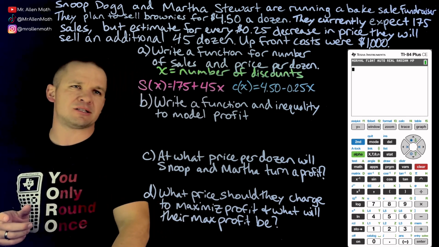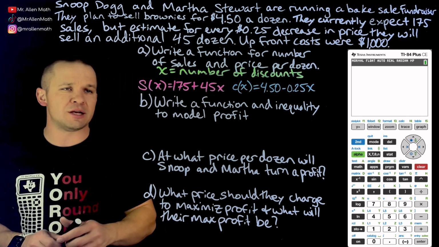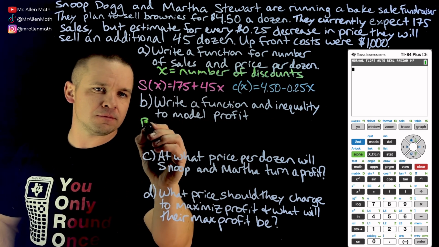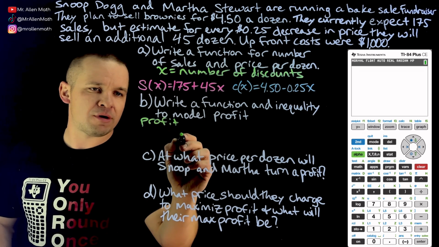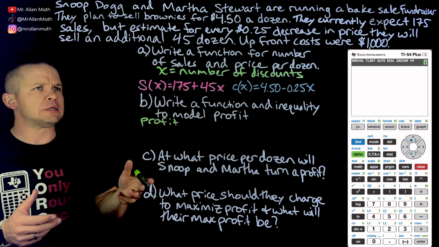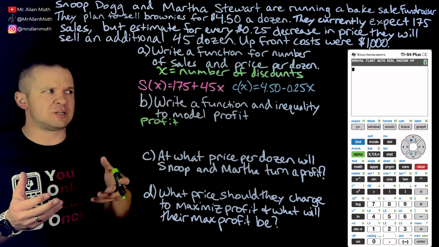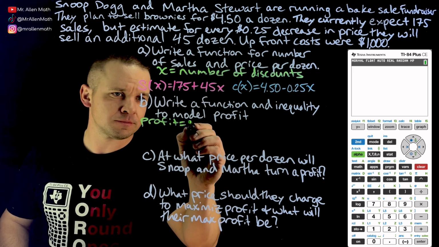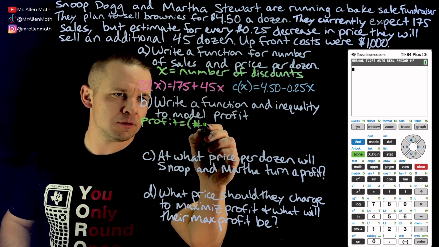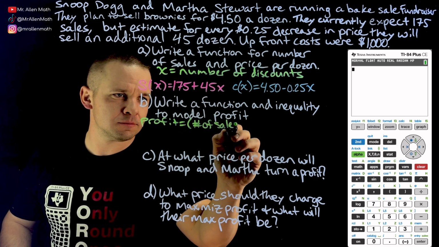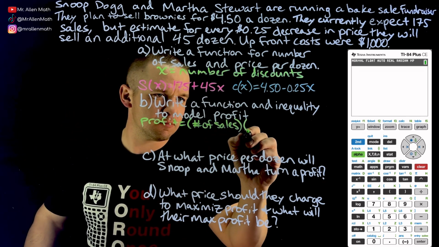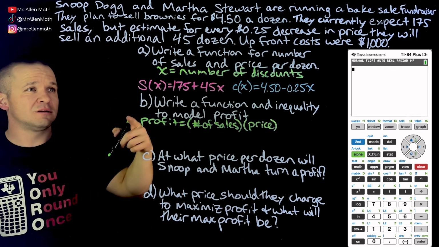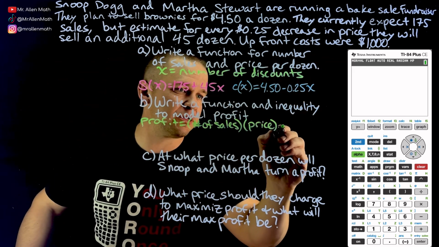And I find it best to write this in words. Okay, so I'm going to do some stuff in green that's in words here. Okay, so profit is my number of sales times the amount of money that I'm charging, right? Okay, so number of sales times price. And then I also have to take off my operating costs, my upfront costs, my $1,000 there.